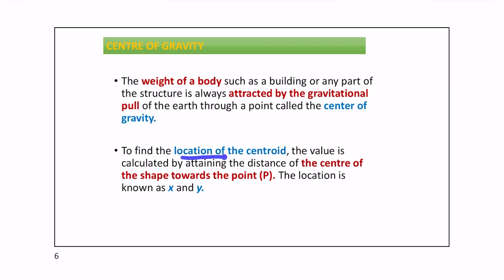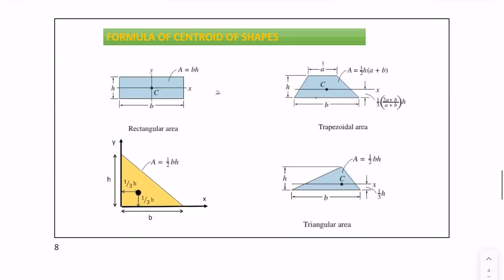To find the location of the centroid, the value is calculated by obtaining the distance of the center of the shape towards the reference point. The location is known as X bar and Y bar. To calculate the centroid, we need to know the formula.